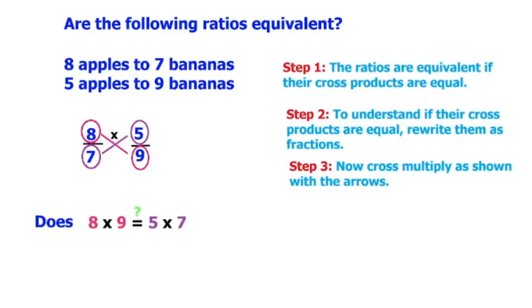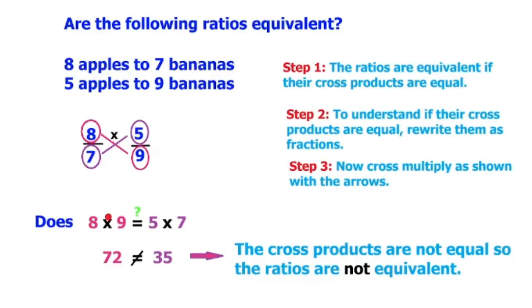So does 8 times 9 equal 5 times 7? It's a question mark, okay? We don't know. So let's multiply it out. In this case, 8 times 9 is 72. 5 times 7 is 35. These are not equal, so that means since the cross products are not equal, the ratios are not equivalent.